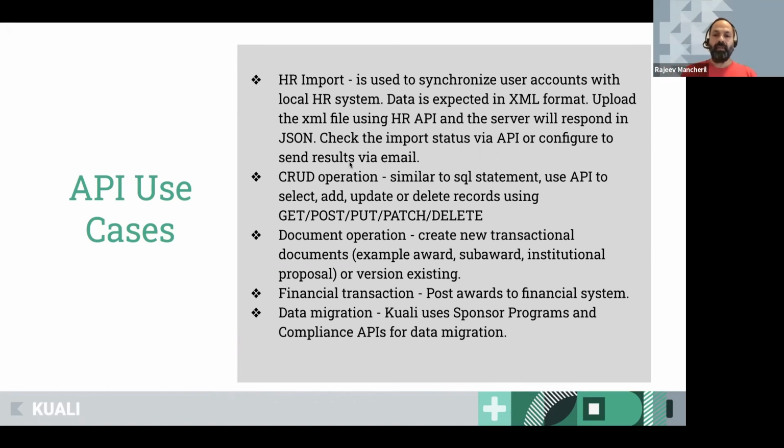Document operation, I mentioned that earlier a little bit. It's about creating new documents. You have an option to create an award, subaward, institutional proposal, or version an existing document. The financial transaction, it's basically all the awards that are posted. If you hit the financial endpoint, you get to retrieve all the posted awards, and then you acknowledge back saying that it's been retrieved so that it doesn't get pulled next time when you access the same endpoint.